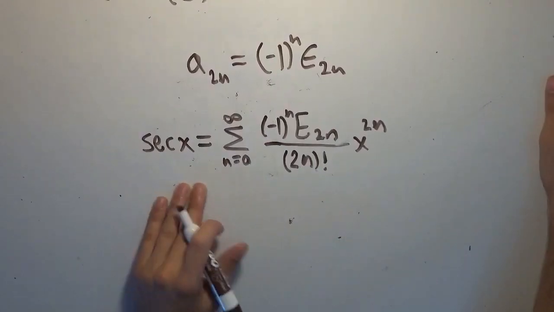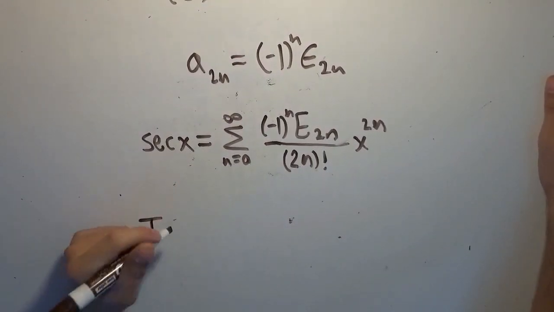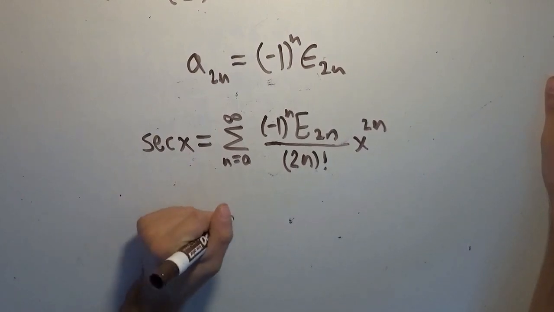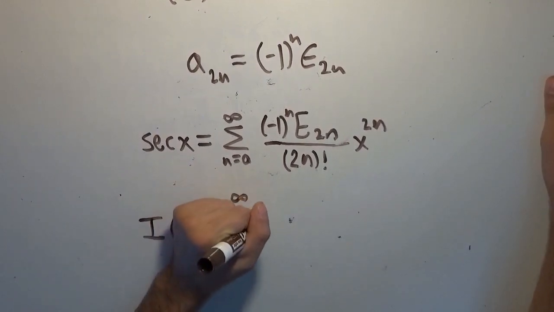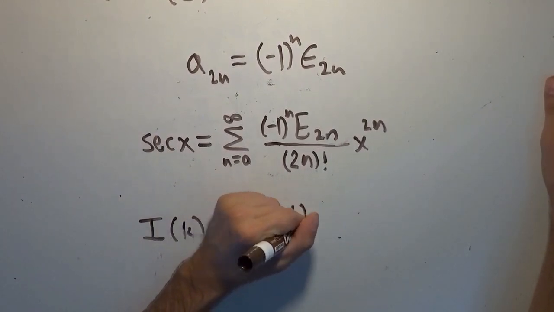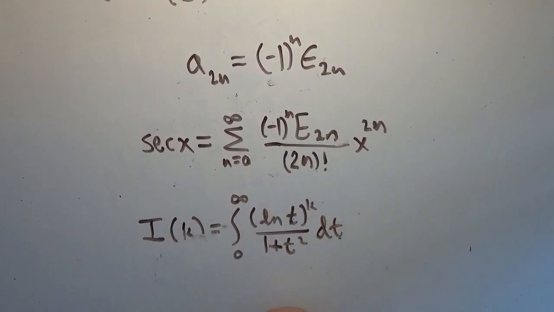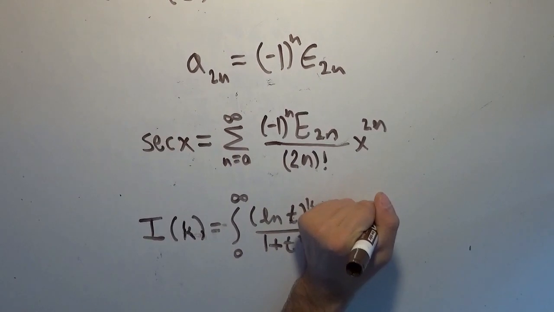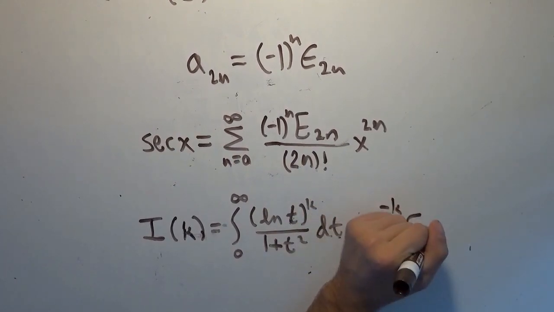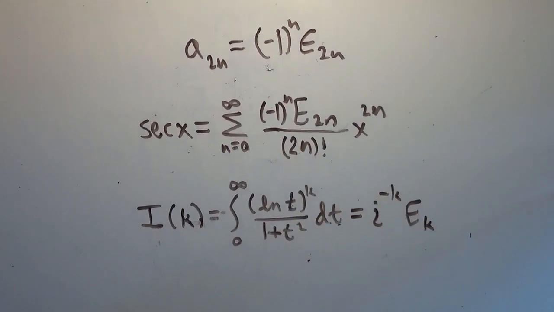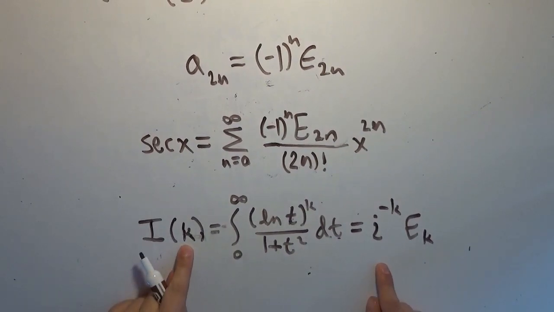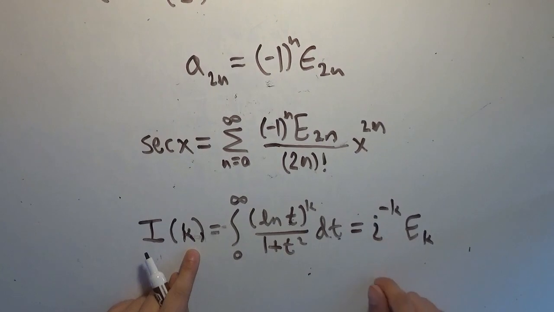Essentially what we've been able to show is that I of k, which is equal to the integral from 0 to infinity of the natural logarithm of t to the power of k over 1 plus t squared dt, is equal to I to the power of negative k times the kth Euler number, which when you plug in even inputs you end up with I of 2k is equal to negative 1 to the power of k times the 2kth Euler number, the evenly indexed Euler numbers.